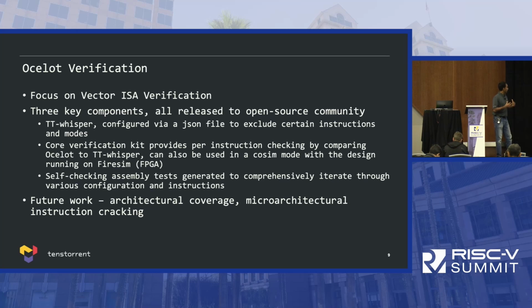Even there, we can check instruction by instruction. The third portion is the self-checking assembly test, which we thought is very important, because when changes are made, you can always run through the self-checking assembly test to iterate through various configurations and instructions of the ISA. For future work, we are working on open sourcing more, such as architectural coverage and micro-architectural vector instruction cracking.